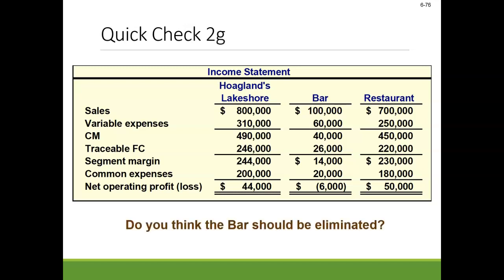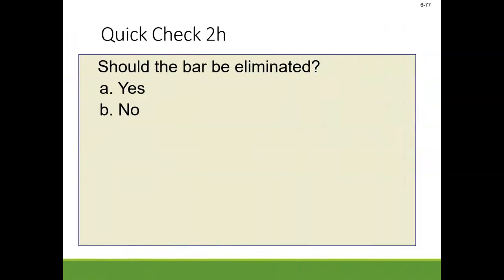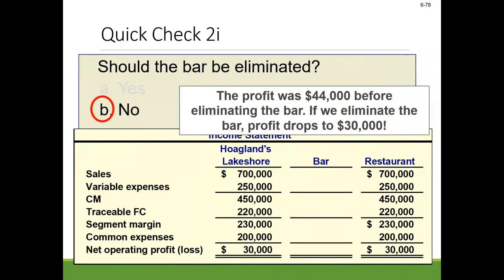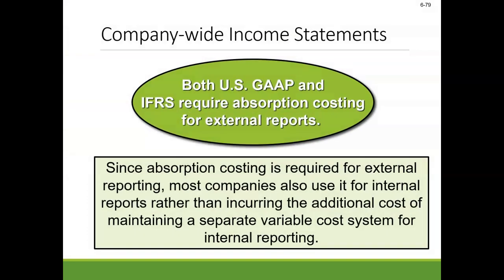Do you think the bar should be eliminated? No. The profit was 44,000 before eliminating the bar. If we eliminate the bar, the profit drops even more. That's why you have to be careful what you assign to those specific segments.